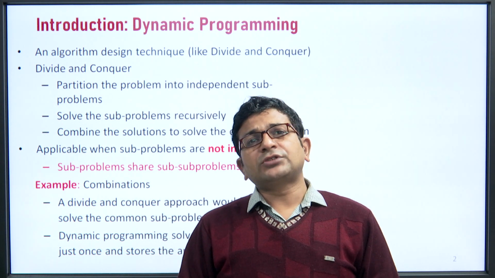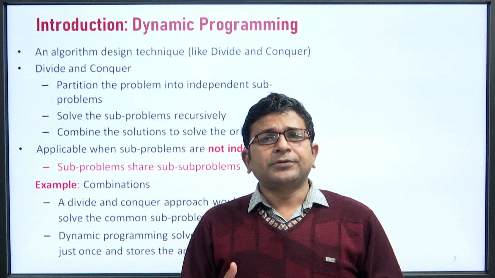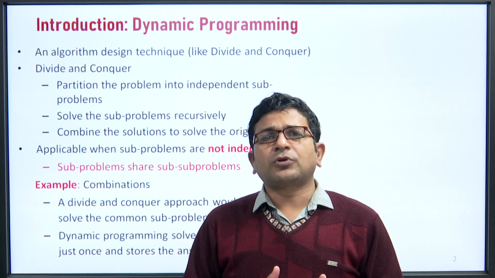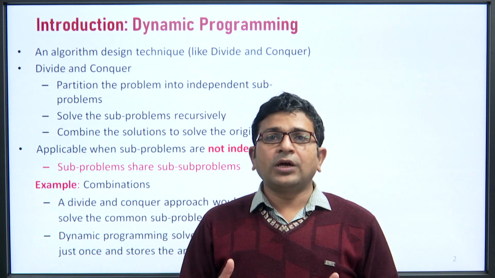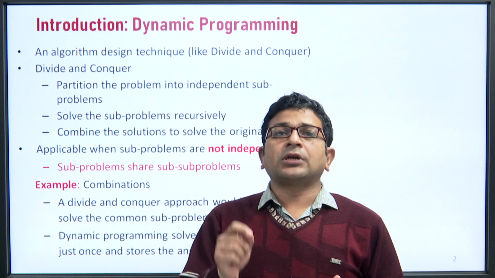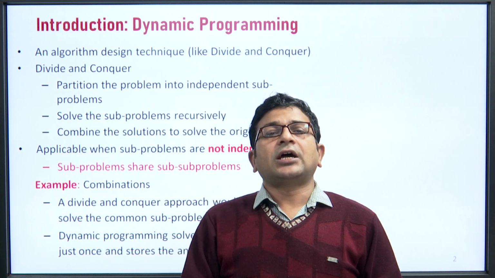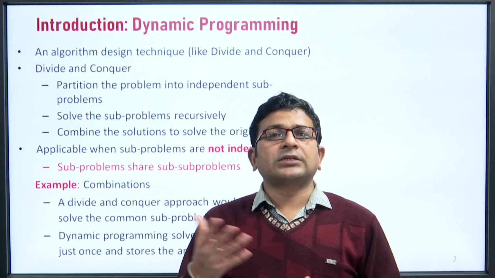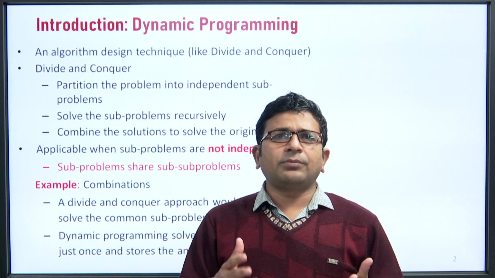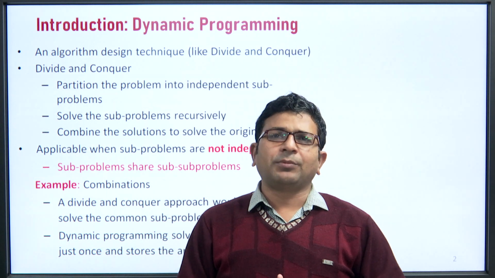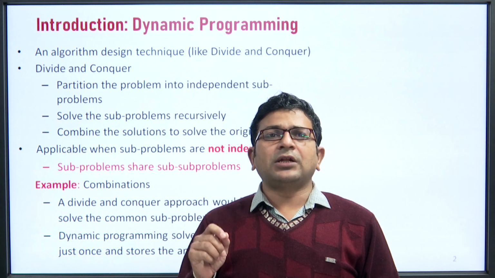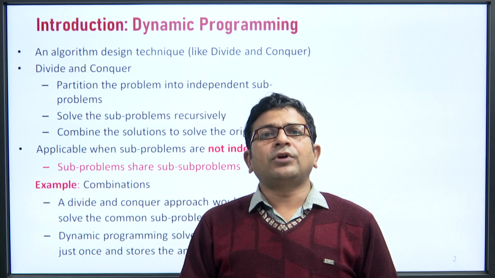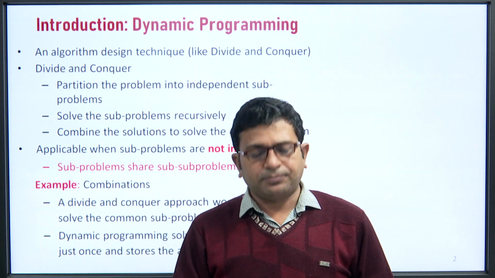So what happens if the sub problems are interdependent, not independent? In the case of the divide and conquer method, the common sub problems are solved repeatedly, while in dynamic programming a common sub problem is solved only once and the answer is stored in a table, and that answer is further used for the next common sub problems. So this is the basic difference between divide and conquer and dynamic programming. We will see here with an example, combinations and the Fibonacci series, how dynamic programming helps us in saving our computation time.